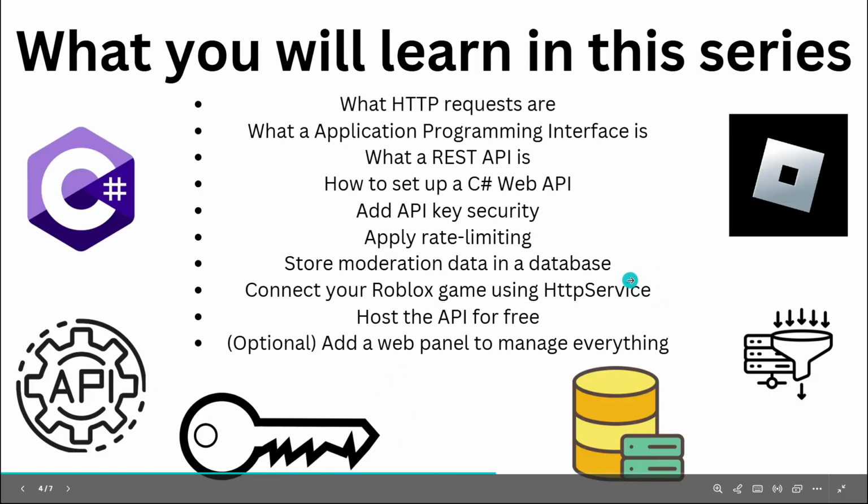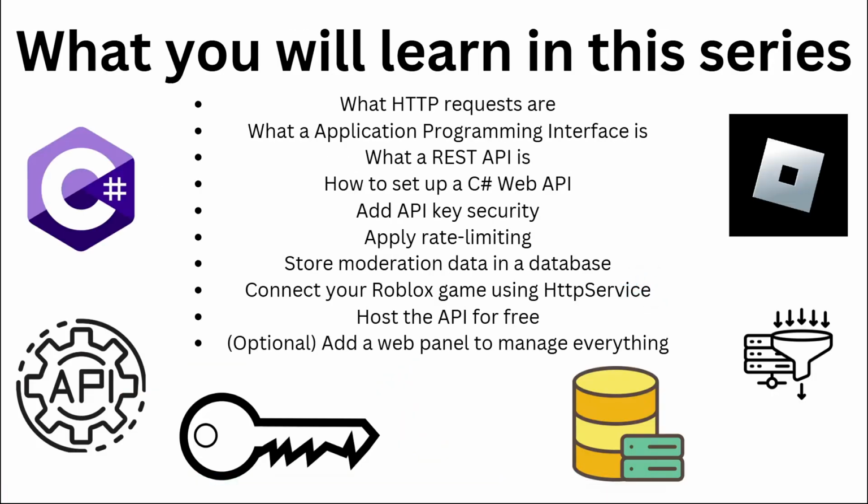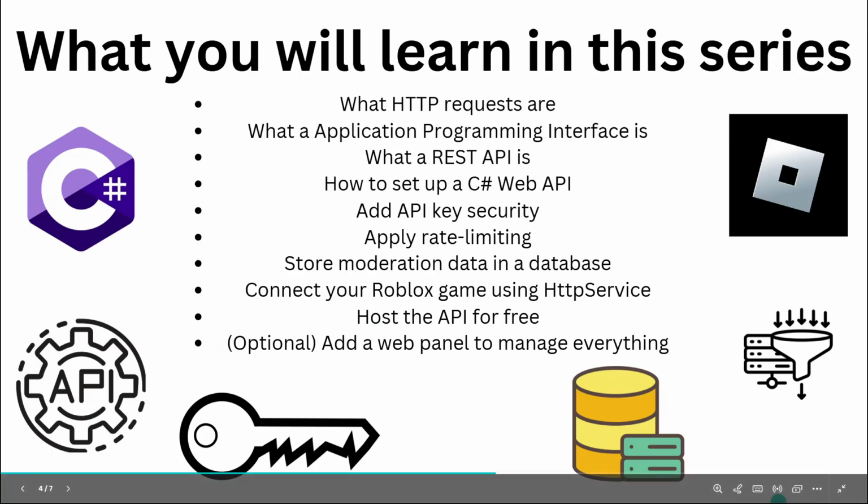Now let's go over what you actually learn in this series. You're going to learn what HTTP requests are, what an application programming interface or API is, what a REST API is, how to set up a C# web API, how to add API key security, how to apply rate limiting, and how to store moderation data in a database. Then later we're going to connect it to our Roblox game using HTTP service, and then we're also going to host the API for free. Again, it's optional. If you want this, drop a comment down, but we can also add a web panel so you can see all the bans and track them outside of the game. But that's everything that we're going to cover in this series.